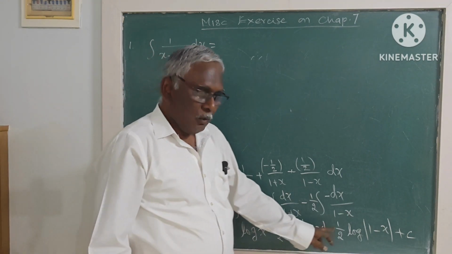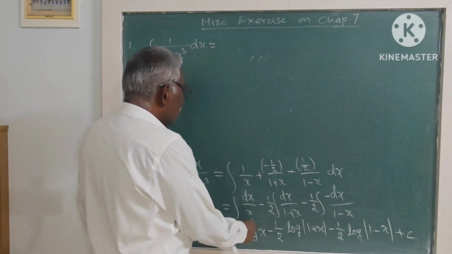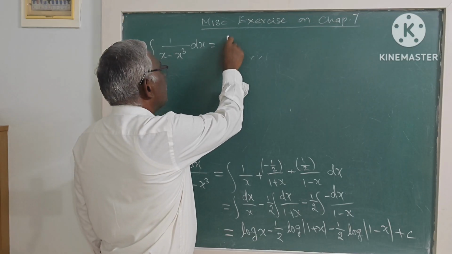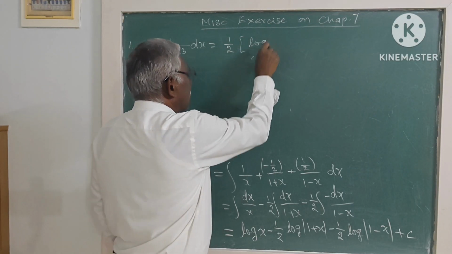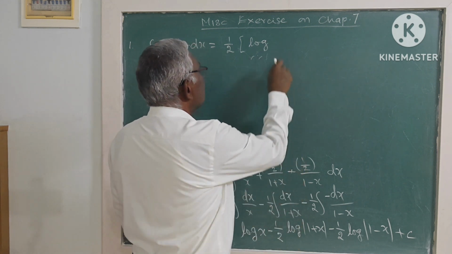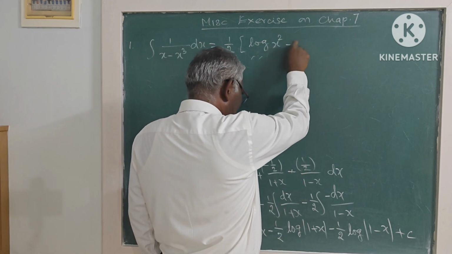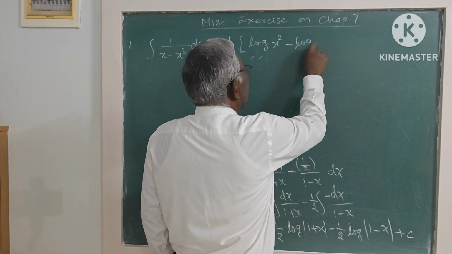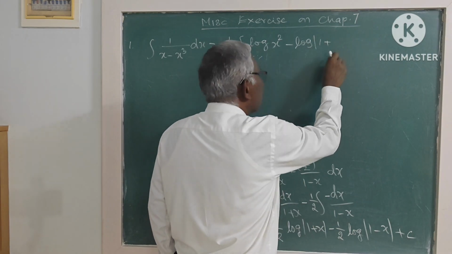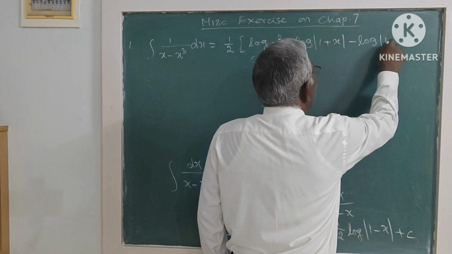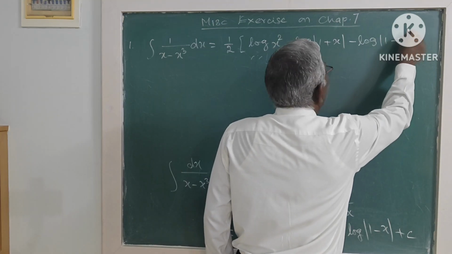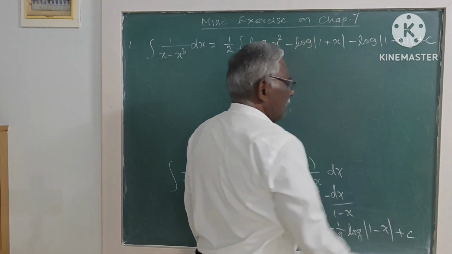So everywhere half is there, so this also we can write as half times log of x square minus log of 1 plus x minus log of 1 minus x plus constant.